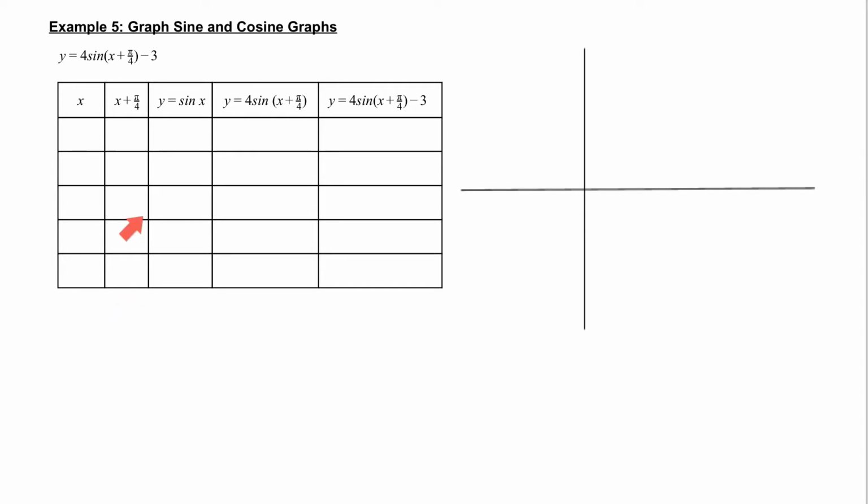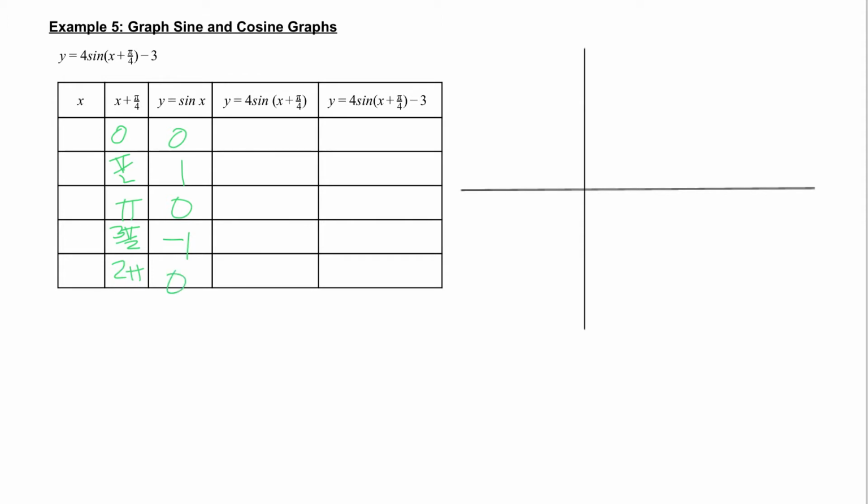So that first table that you're going to set up is always what's inside those parentheses, which is x plus pi over 4. So let's put in our original points, which are 0, pi over 2, pi, 3 pi over 2, and 2 pi. And then again, we always go ahead and evaluate those functions. So what's the sine of 0? Sine of 0 is 0. The sine of pi over 2 is 1. Sine of pi is 0. Sine of 3 pi over 2 is negative 1. And the sine of 2 pi is 0.